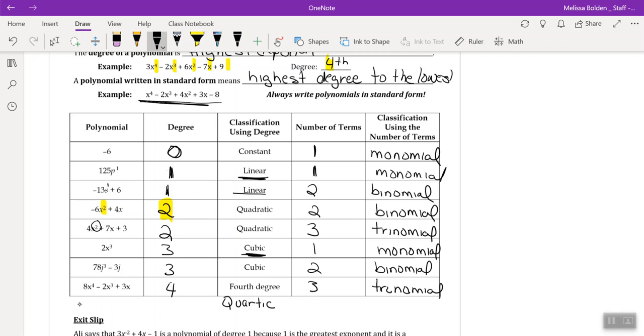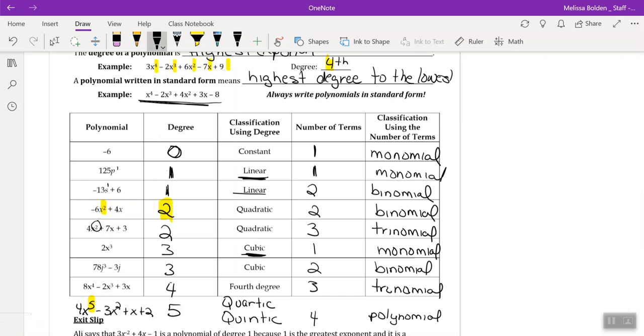And we could also have an example where we have, let's say, 4x to the 5th minus 3x squared plus x plus 2. So the highest degree here is 5. And so we have a special name for that one as well. It's called a quintic. The highest degree is 5, so it's quintic. The number of terms is 4, so we just call that a polynomial.